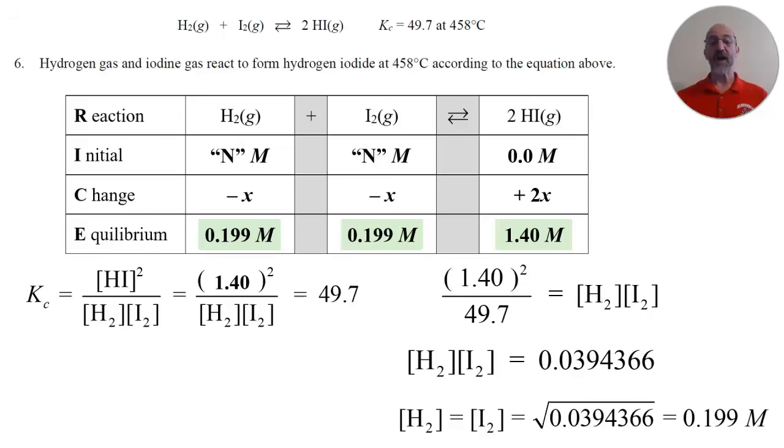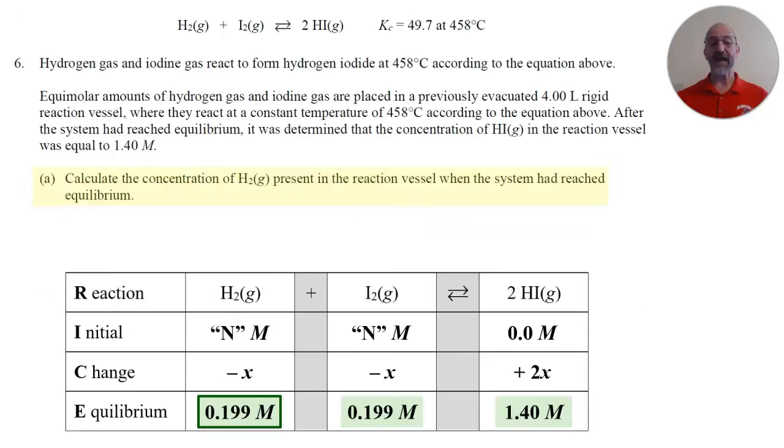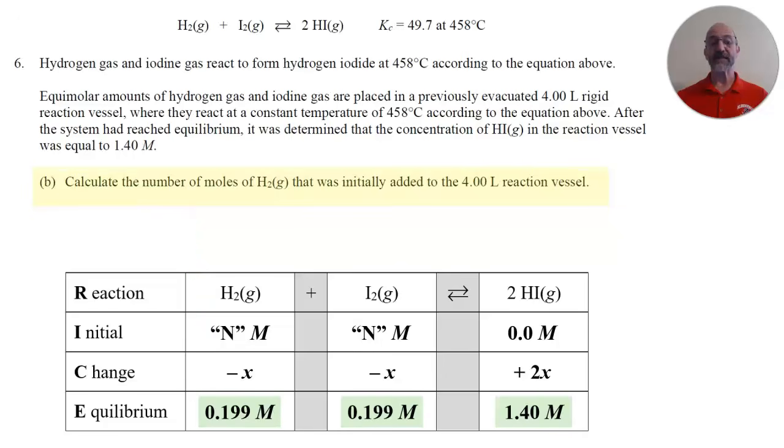So using my RICE table and also a little bit of algebra with respect to the equilibrium constant expression, we have now officially answered part A, calculate the concentration of hydrogen present in the reaction vessel when the system had reached equilibrium, and that is 0.199 molar. So now let's move on to part B of question 6. In part B, it says to calculate the number of moles of hydrogen that was initially added to the 4-liter reaction vessel.